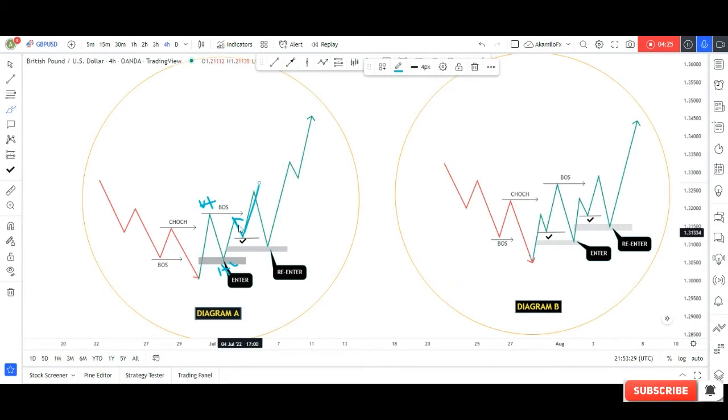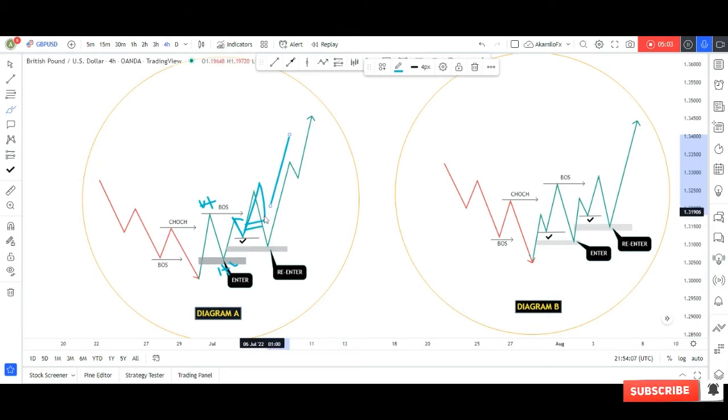The little pullback or correction that we are seeing here is an inducement leg, which is a liquidity. You can see many SMC traders will now be identifying their order block at this level, thinking for price to come test that place, and then they will take the bullish move. But this is not the way. This is not a perfect entrance. This is not a high probability entrance.